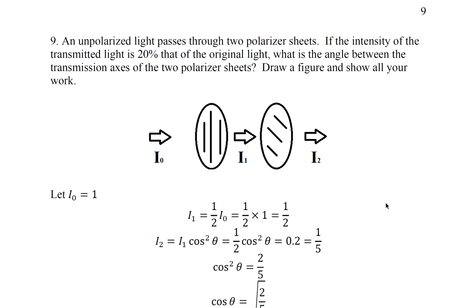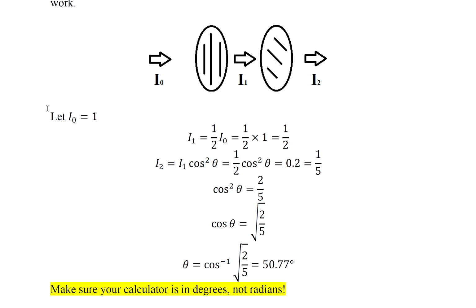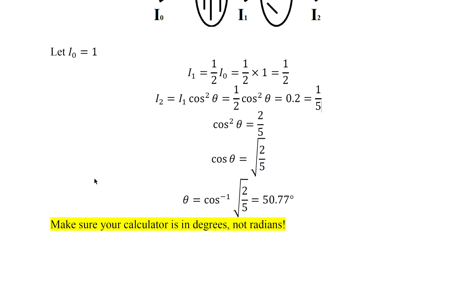Question 9. An unpolarized light passes through two polarizer sheets. If the intensity of the transmitted light is 20% that of the original light, what is the angle between the transmission axis of the two polarizer sheets? So here they're giving us the solution is 0.2 or 1/5. So we know I1 is going to be 1/2. And we know I2 is going to be 0.2 or 1/5. So let's solve for theta.